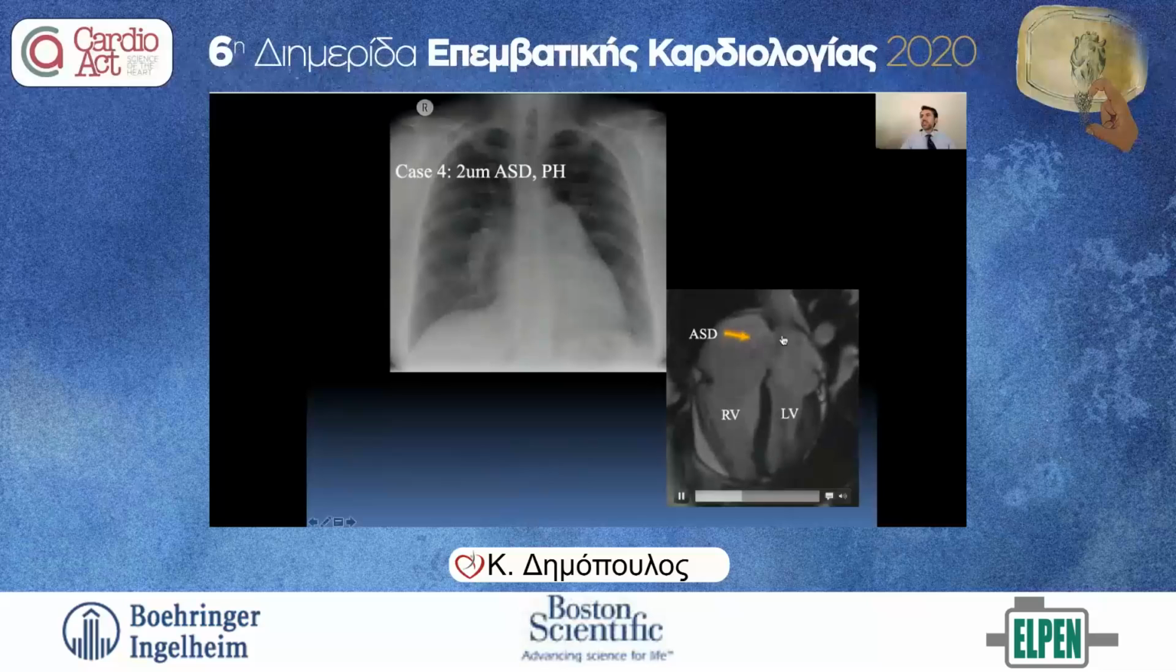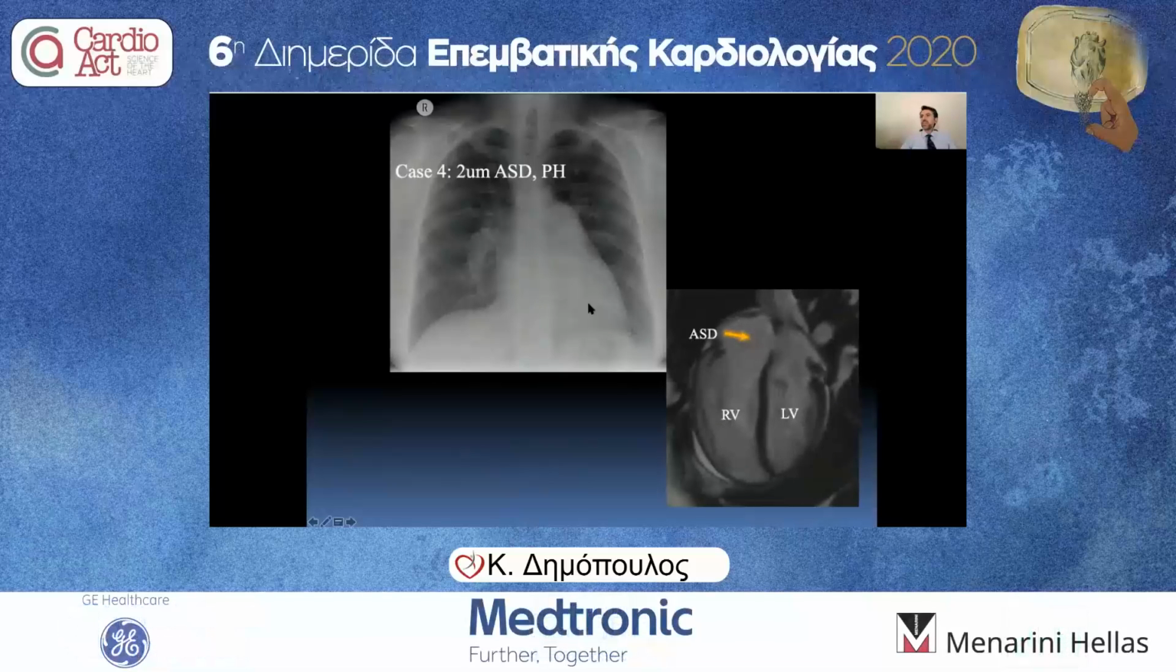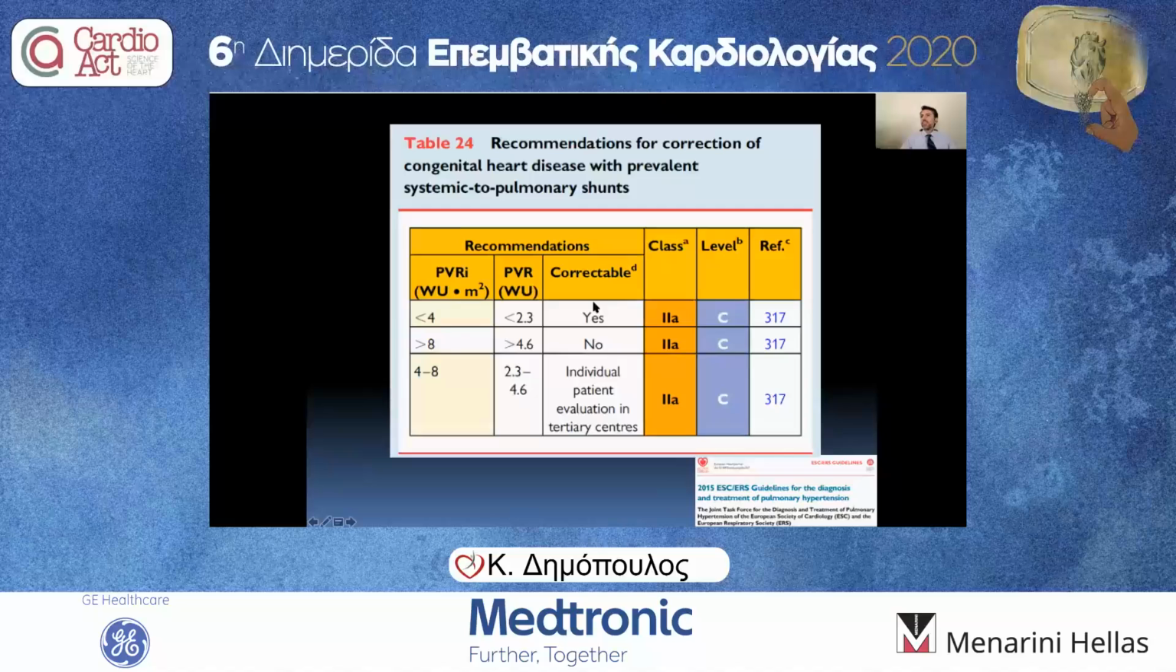Another case, again, this is the ASD case with the dilated pulmonary arteries and heart and the right ventricle. And when we have cases like this, we need to know whether we should be closing the defect. And these are the guidelines that tell us that you need to look at PVRI or PVR. PVRI is easier.